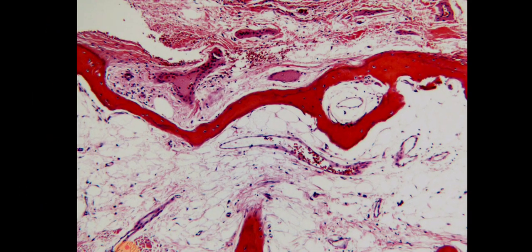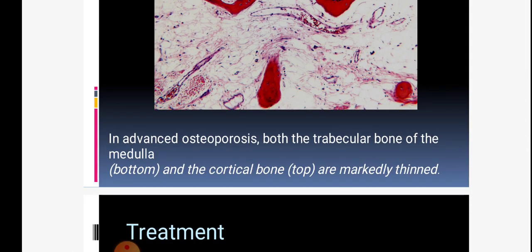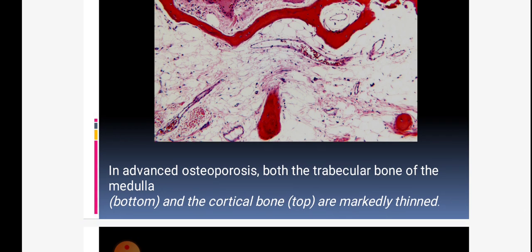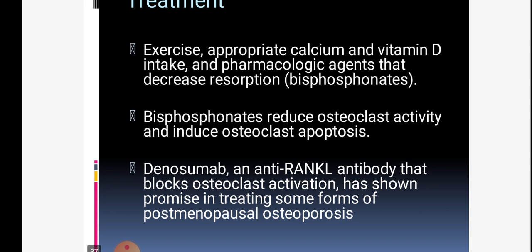The less the bone mass, the osteoid mass, the more porous is the bone. In advanced osteoporosis, both the trabecular bone of the medulla and the cortical bone are markedly thinned out. Now, treatment: exercise, appropriate calcium and vitamin D intake, and pharmacological agents that decrease resorption. Bisphosphonates reduce osteoclast activity and induce osteoclast apoptosis. So these are certain drugs there.